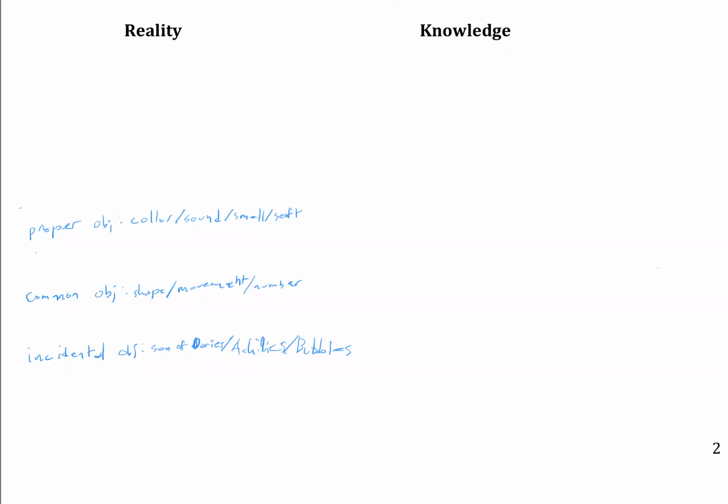Okay, so down here, lower on the paper, I've already written out the proper objects: color, sound, smell, soft; common objects: shape, movement, number; incidental objects: son of Dares, Achilles, bubbles. And now I want you to reflect on these for a moment. Remember, proper objects are things in the world, in reality, right? So it's the color in the world, the sound in the world. And that is going to end up coming into our mind.